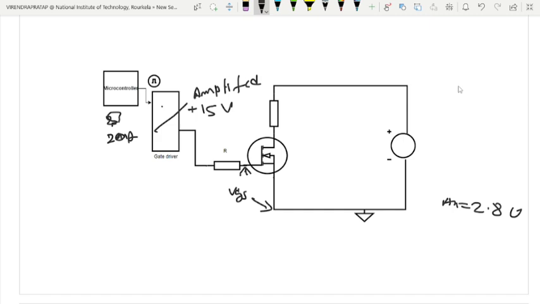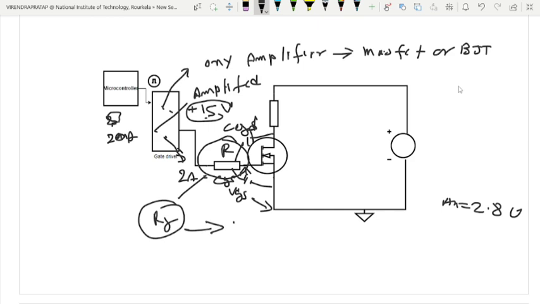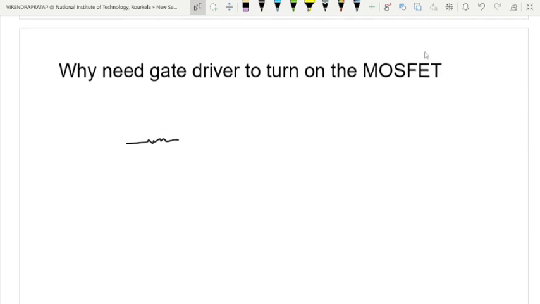Basically the input capacitor and gate resistor will create an RC circuit. The gate resistor plays a very important role. It controls the switching speed, how fast or how slow the capacitor charges will depend upon the response of the circuit. Basically this is an RC circuit.